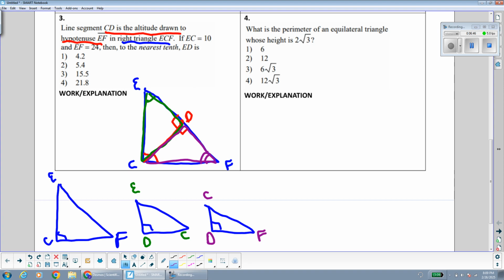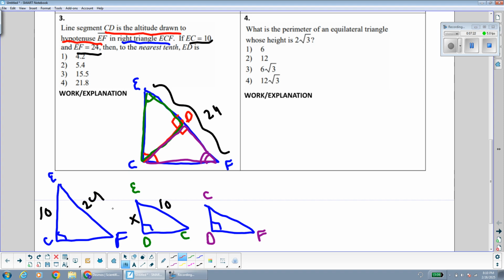So now I'm going to label EC is 10. I could have labeled that at the beginning, but it doesn't matter. And EC appears in two spots. EF is 24. See, it's so much easier to see here when I separated the triangles, because like here, that's hard to see. And we need to find ED. That took me a lot of time to find ED.